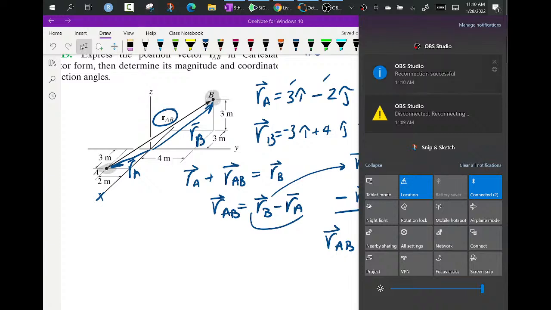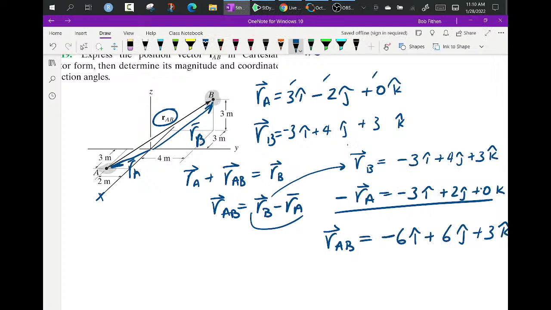Oh, it reconnected. It dropped out and reconnected. That's the network here.